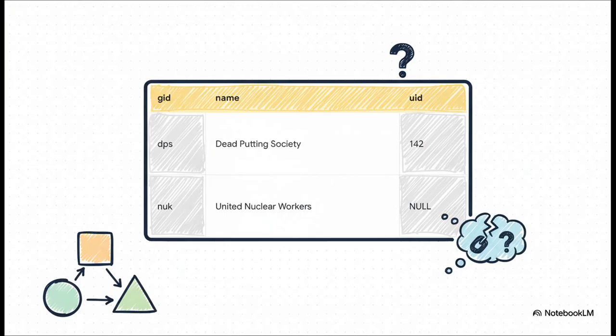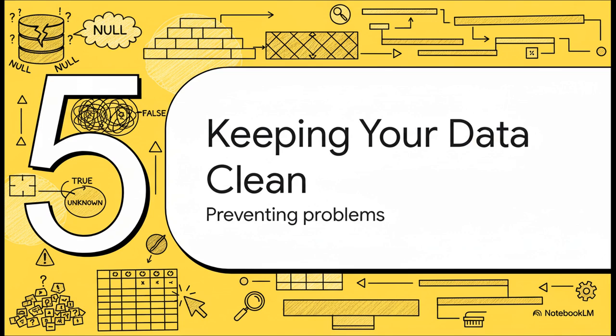And boom, here's the result. It's kind of brilliant, right? The Dead Pudding Society is matched up with its member, user 142. But the United Nuclear Workers group, the one with no members, is still on our list. And over in the user ID column, we see our old friend null, perfectly showing us that, hey, there's no matching member here.